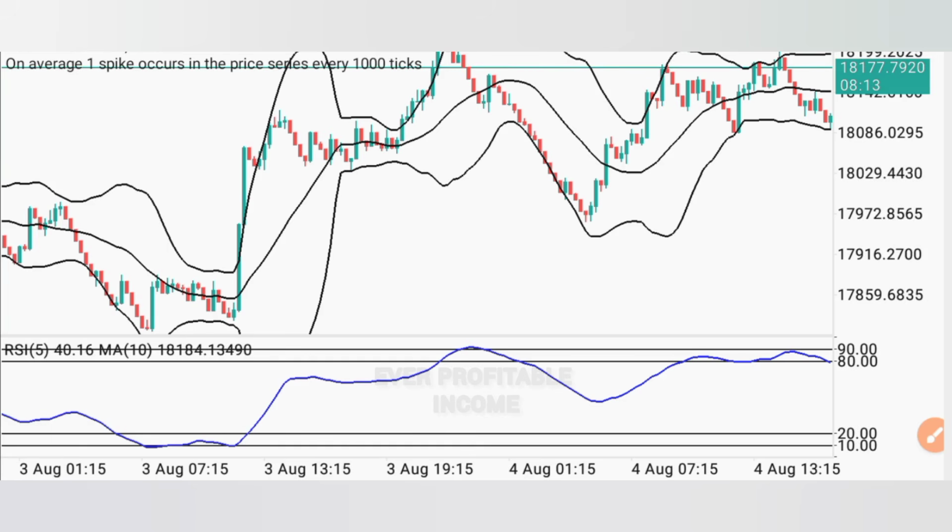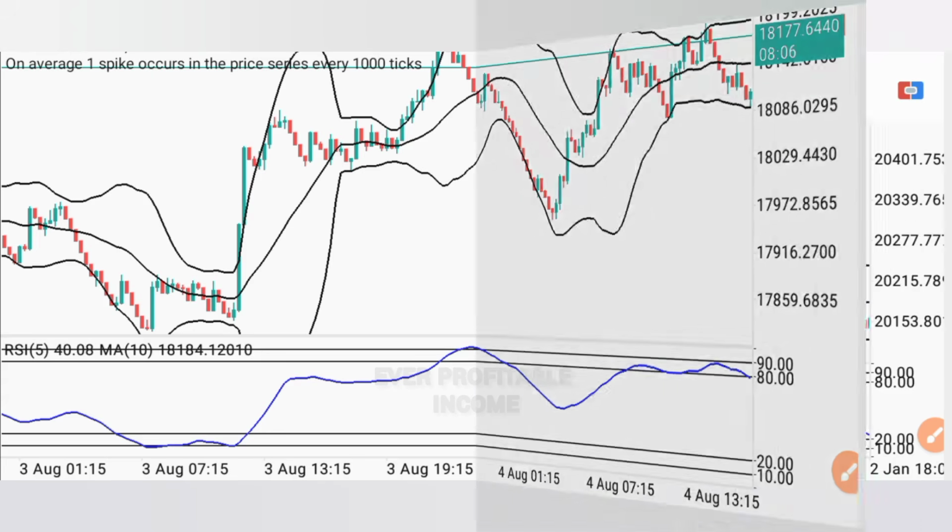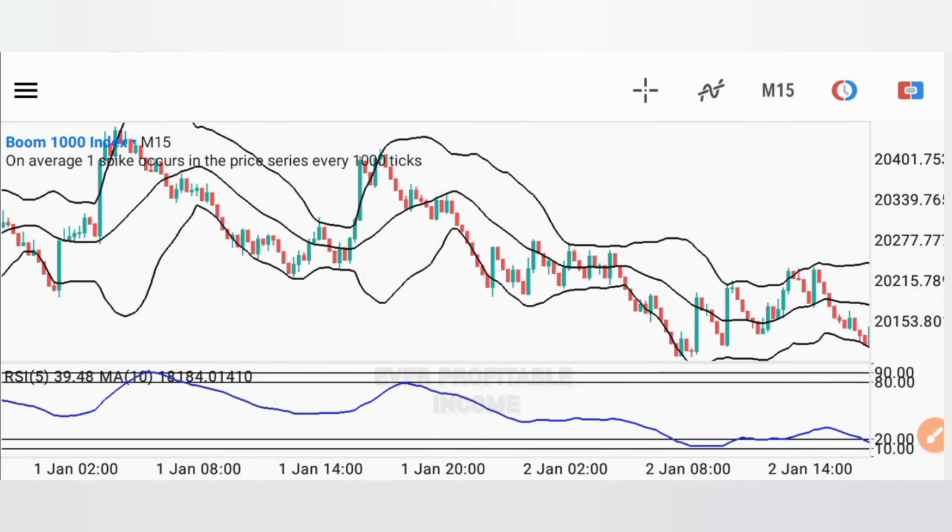So just go ahead and add your indicators to your charts and to your indicator windows. Now let's start our illustration. Okay, so now let's see how this strategy works on crash. I've explained how it works on boom, and obviously it's going to be the opposite. So let's head over to crash to see how the strategy works.